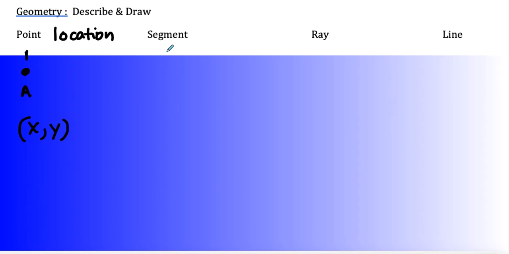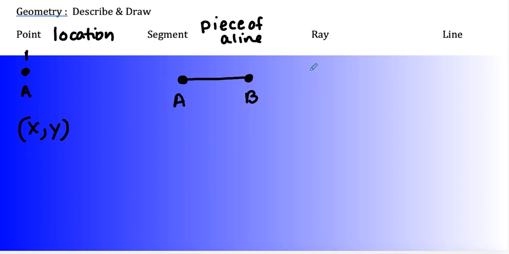All right, let's talk about a segment. A segment is a piece of a line. A segment looks like this. It actually connects 2 points, and it has distinct endpoints. We'll say A and B, okay?